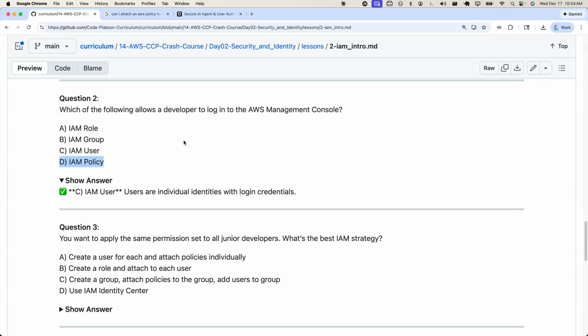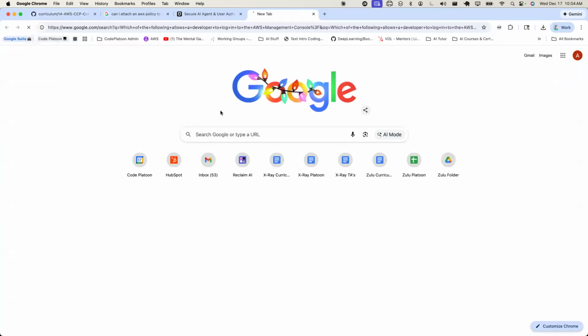I think you know what the issue here is. I'm thinking of SSHing into an EC2. But if you think about logging into the AWS Management Console, yeah, I'm a little surprised as well about that one. It might be worth Googling, but the wording just threw me off, because it just says which of the following allows a developer to log in, not where does a developer belong.